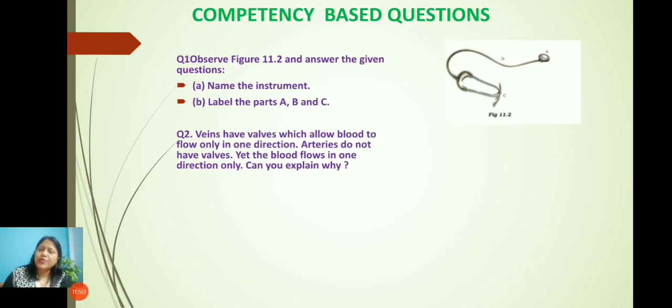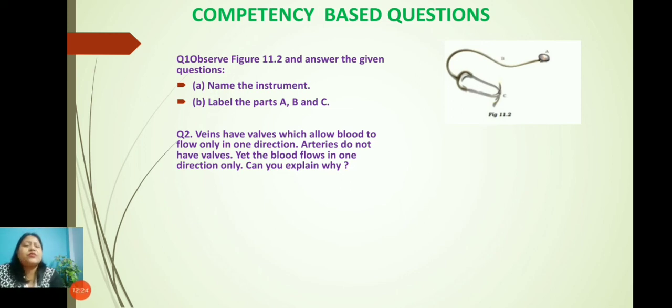I think with this we have come to the end, and at the end I would like to ask you some competency based questions. Here you can see a picture. Name the instrument and label the three different parts. Also, veins have valves which allow blood to flow only in one direction. Arteries do not have valves, yet the blood flows in one direction only. Can you explain why? You have to think and write the answers to these two questions. I am not going to discuss them right now. We shall discuss them in the live class.